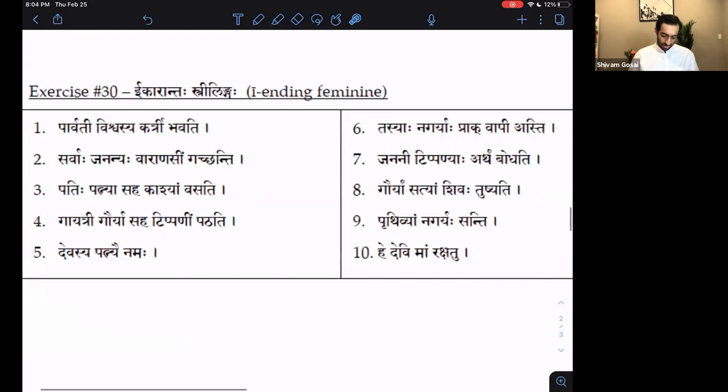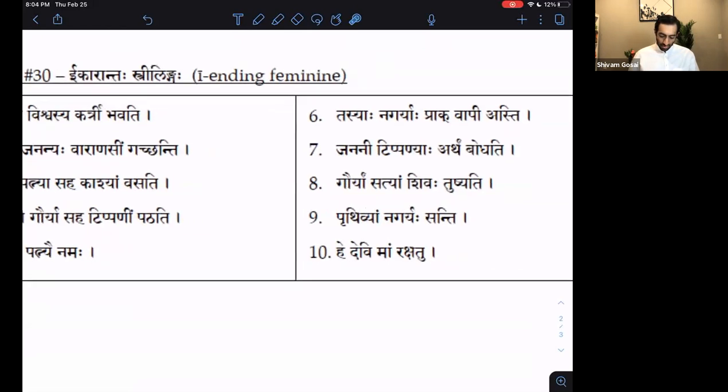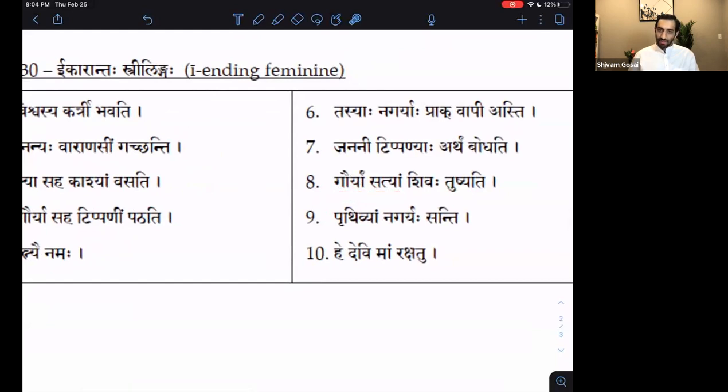Okay, let's do one more. Let's do number 8 just to see this Sati Saptami. Gauryam Satyam Shivaha Dushyati. Gauryam Satyam. So this is Sati Saptami in feminine. Sati becomes Satyam because of feminine, and it declines just like what we're doing. So Gauryam Satyam, when Gauri is there, Shivaha Dushyati. Shiva is pleased.